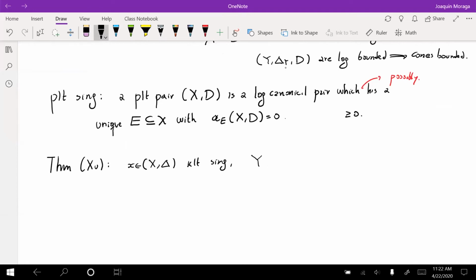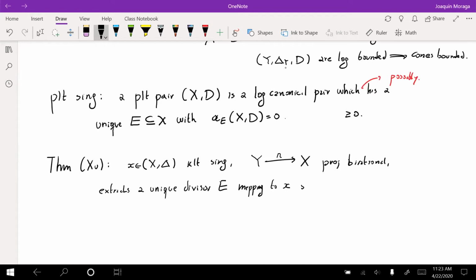Okay, so there exists a projective birational morphism that extracts a unique divisor E mapping to X such that (Y, Δ_Y + E) is PLT and −E is ample over X.